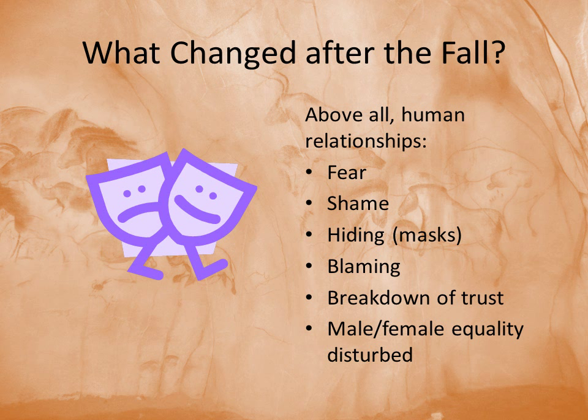Blaming. It's the serpent. The woman you gave to be with me. The woman you, God, gave to be with me. Shifting at least part of the blame to God instead of taking responsibility. And then there was a fundamental breakdown of trust, and the original equality of male and female was severely disturbed. After all, chapter 3 verse 16 describes a consequence, not a command.